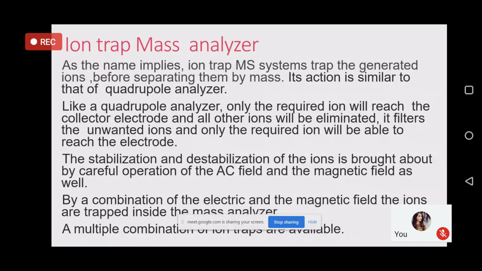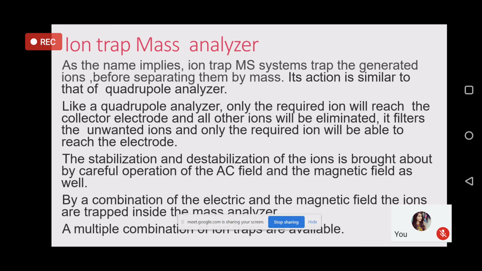Here, because of the geometry, the situation is different. You are confining the ions to a volume and then changing the conditions so that one particular ion with a particular M by Z will come out of that volume and reach the collector electrode. So that is the basic difference in the operation. Otherwise, the basic principle remains the same, that you are selecting one set of ions with a particular value of M by Z which should reach the collector electrode. In this case, you are confining and stabilizing the ions in a small volume and then doing the selection.